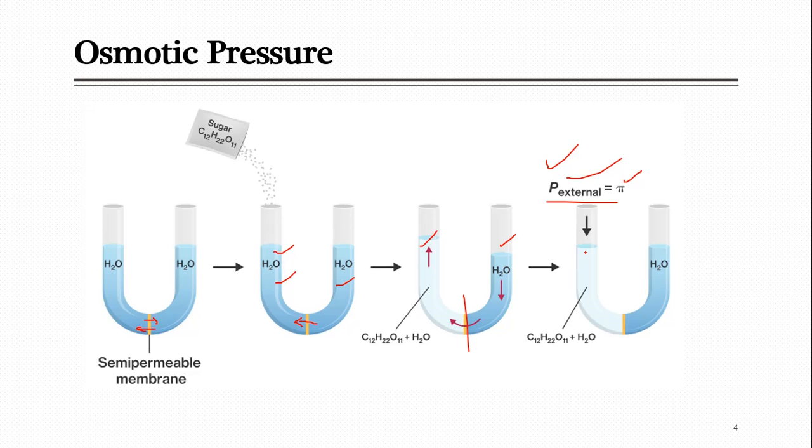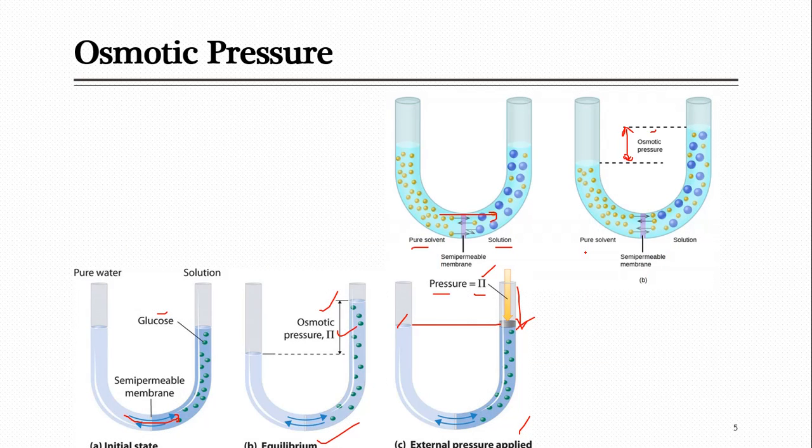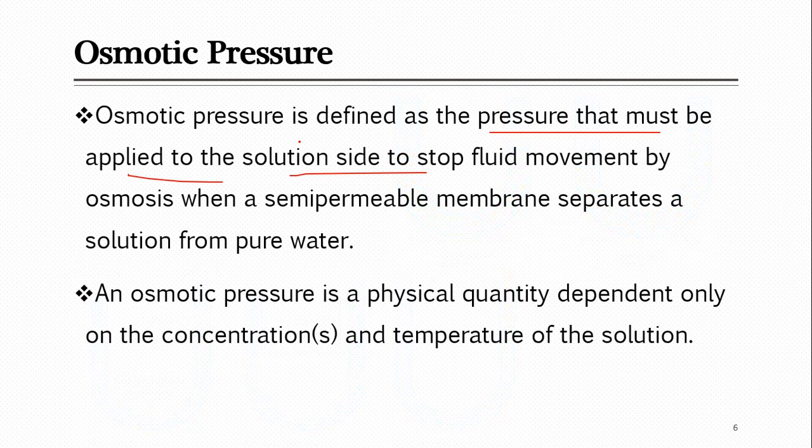The solution side is the side where there is solvent as well as some amount of solute, towards which the pure liquid was moving. So osmotic pressure is the pressure that is applied to the solution side to stop fluid movement, or we should say pure solvent movement by osmosis, when a semi permeable membrane separates a solution from pure solvent, for example here water. It is not necessary to always have water, but commonly you see examples of water. Due to this he has mentioned water, and here this fluid means water.